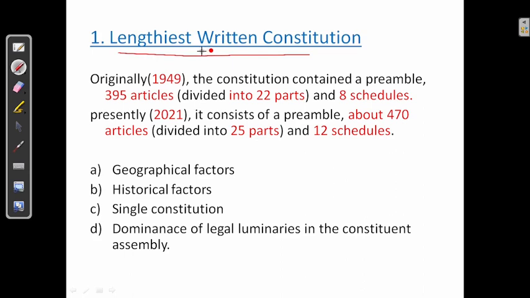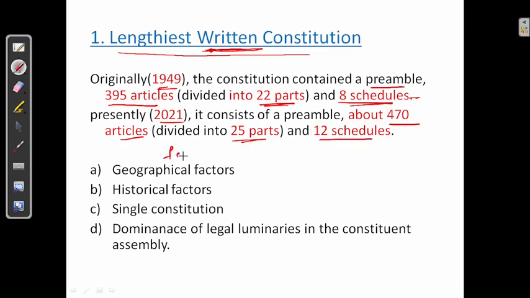We all know that the Indian Constitution is a written constitution. Originally, in 1949, the constitution contained a preamble, 395 articles divided into 22 parts, and 8 schedules. At present we have 470 articles, which are divided into 25 parts and 12 schedules.